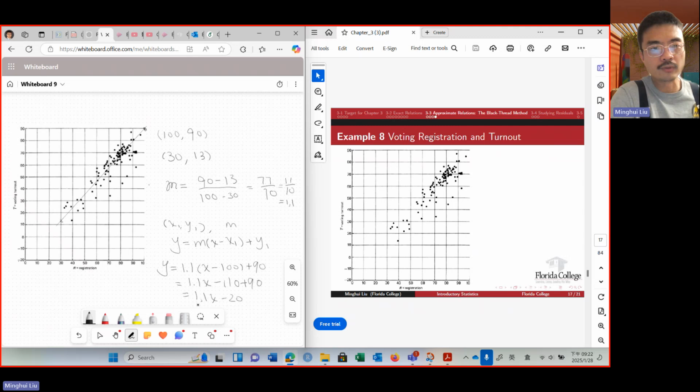And similarly, if you use 1.1 times 30, that's 33, minus 20 will give you 13. So this is the line y equals 1.1x minus 20. This is the line that will be the equation of this black thread line right here.